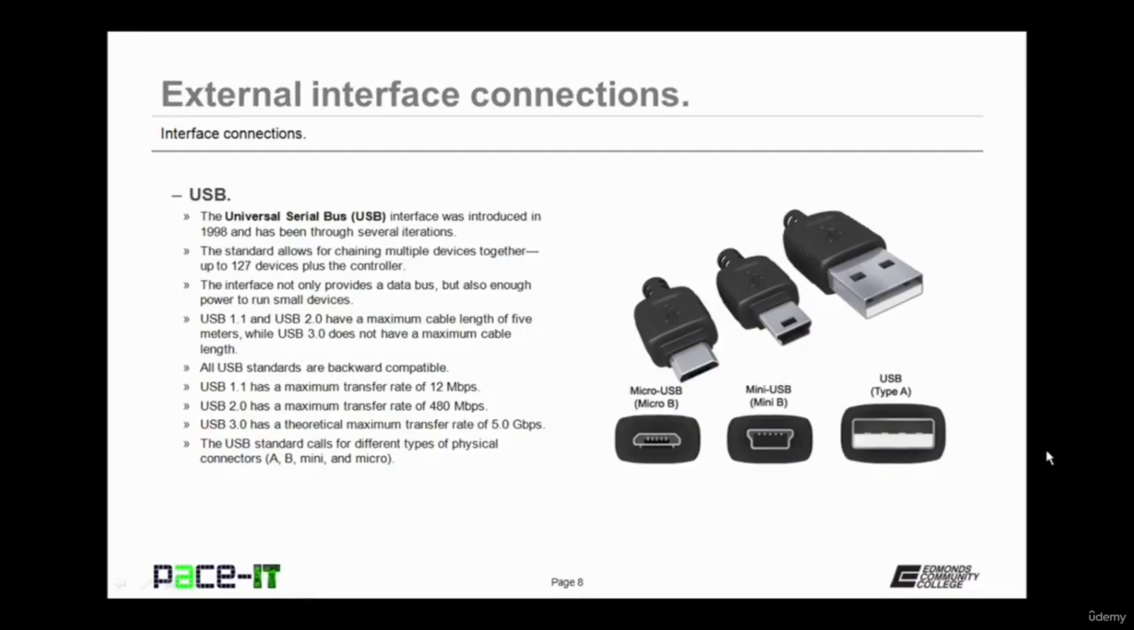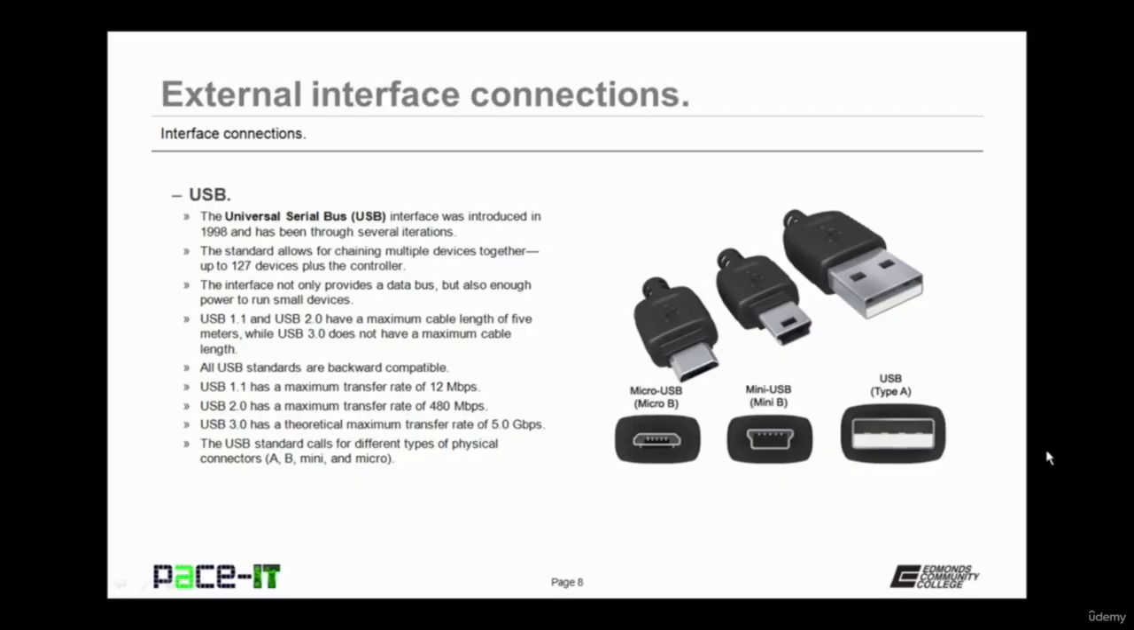Now let's talk about their speed. Now USB 1.1 has a maximum transfer rate of 12 megabits per second. USB 2.0 was a vast improvement. It had a maximum transfer rate of 480 megabits per second. And then we jump up to USB 3.0. Now this has a theoretical maximum transfer rate of 5 gigabits per second.